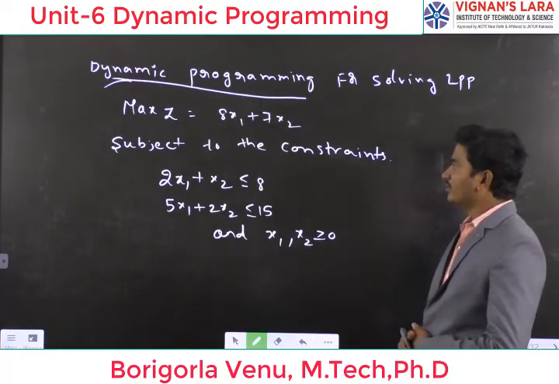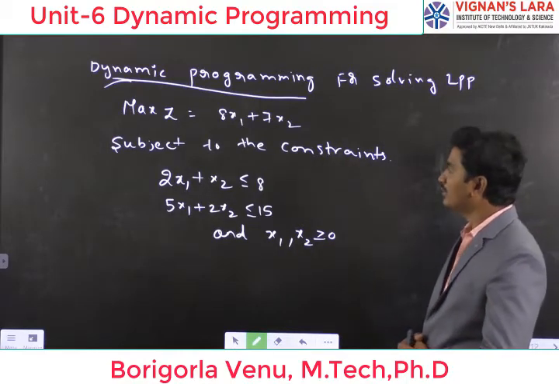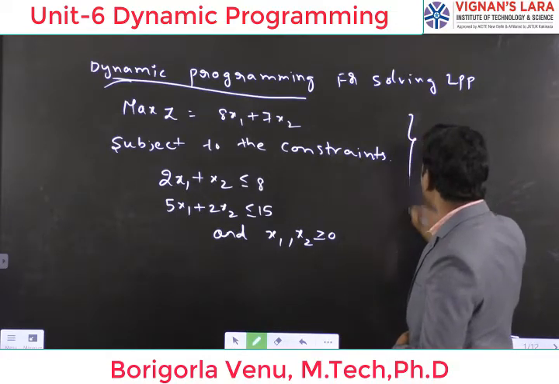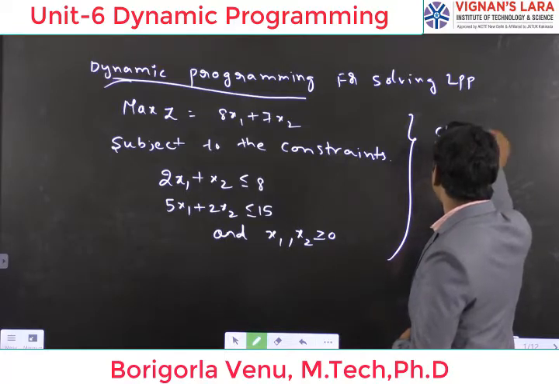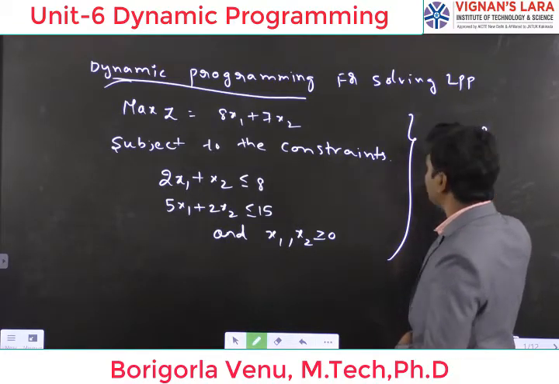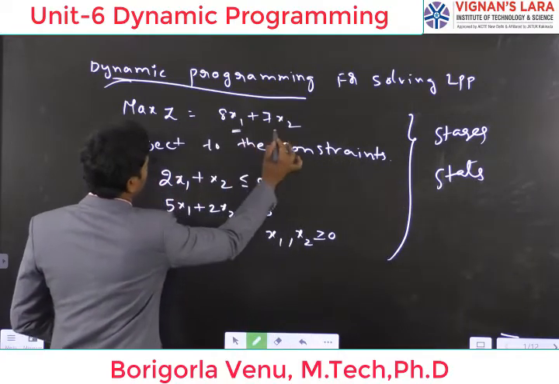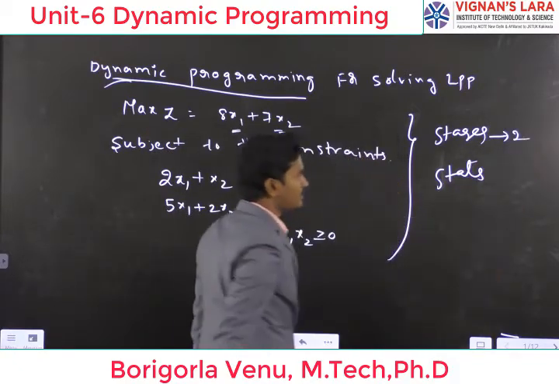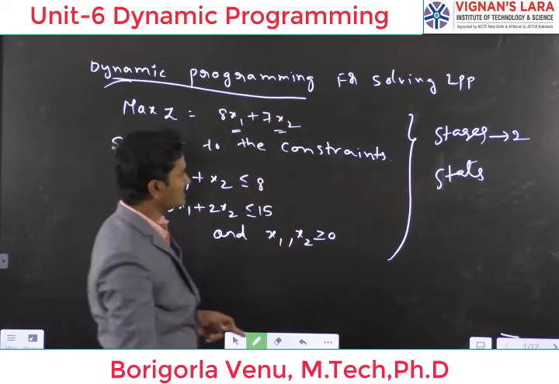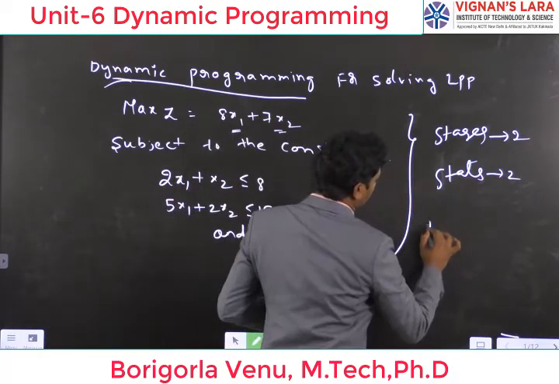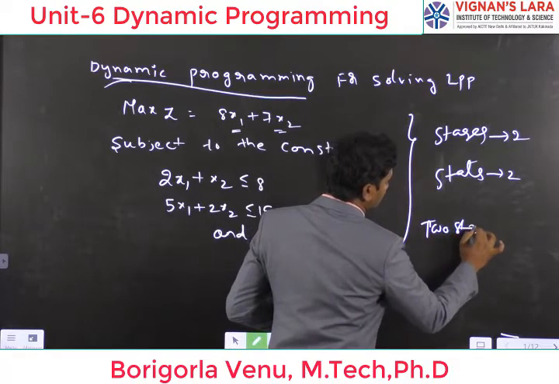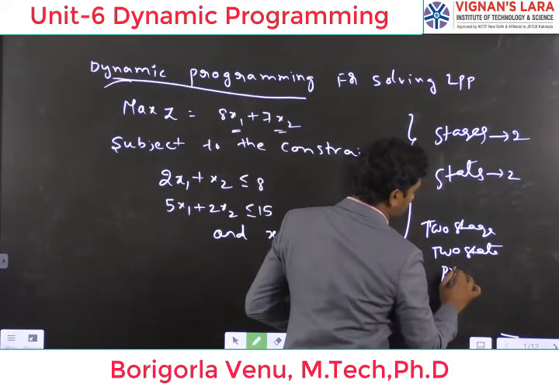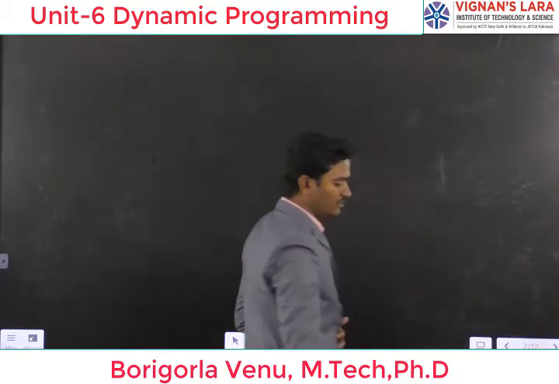Coming to the solution, before we solve this problem, first we have to divide it into subproblems. First we have to convert the given problem into stages and states. Here we have two decision variables, x1 and x2. Based on the two decision variables, the problem is called a two-stage problem. And here we have two constraints, so we have two states. So totally the problem is a two-state problem.